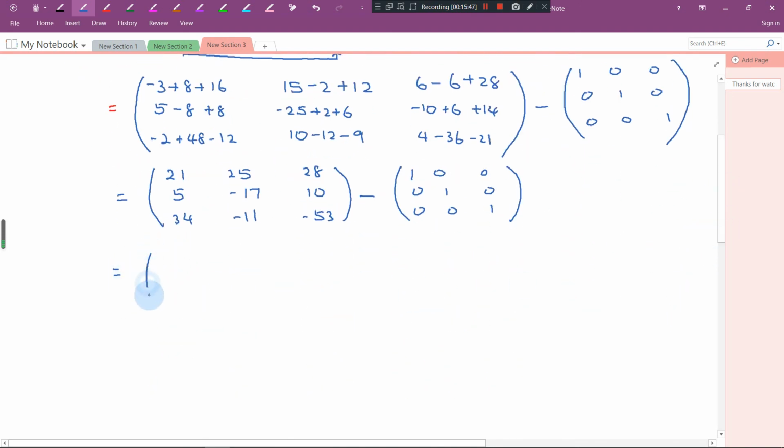Okay, so this part I think it should be no problem. 21 minus 1, you get 20. 25 minus 0, you will get 25. 28 minus 0, you get 28. 5 minus 0, 5. Negative 17 minus 1, you will get negative 18. 10 minus 0, you get 10. Okay, now let's go to the last row. 34 minus 0, 34. Negative 11 minus 0, negative 11. And the last one will be negative 53 minus 1, negative 54.